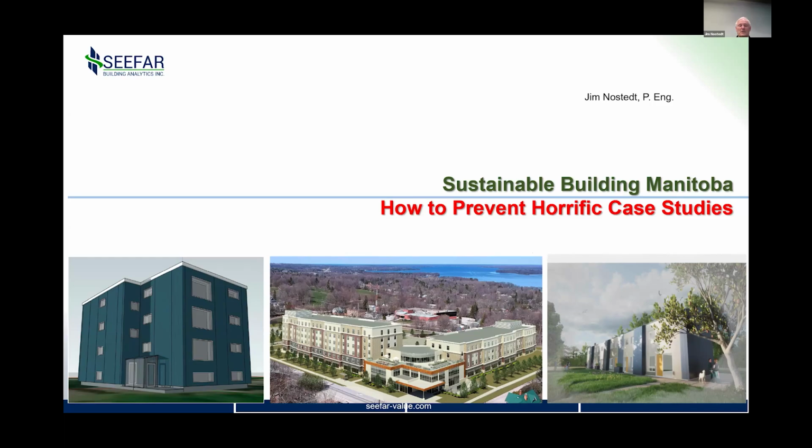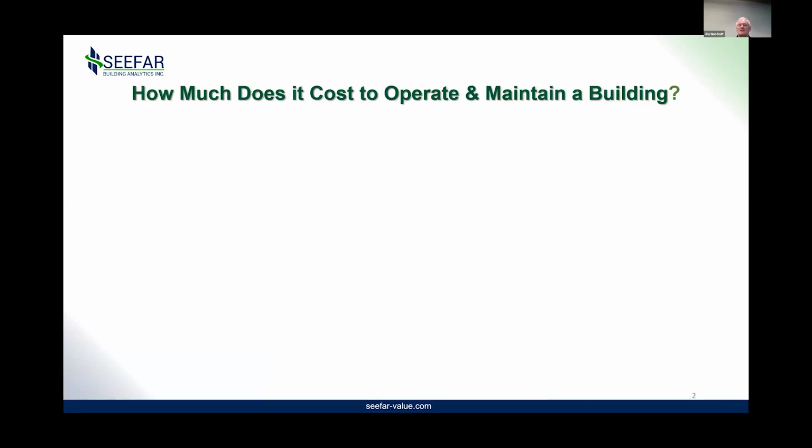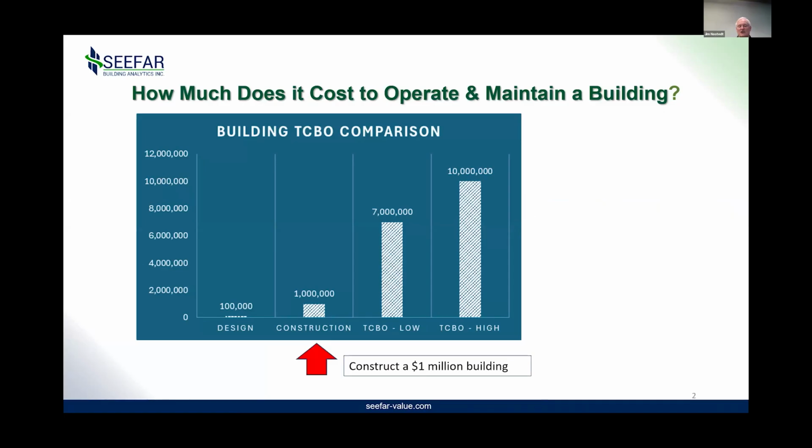So, the first thing is, and if we were in a room where we could interact a little bit better, I'd ask you, how much does it cost to operate and maintain a building? Suppose you want to construct a building that's $1 million, and it really doesn't matter what size it is and what dollar value, because all the same principles apply. So if the construction cost is $1 million, the design cost is typically about 10% of that, or $100,000, but the total cost of building ownership is between 7 and $10 million. So there's a huge difference there.